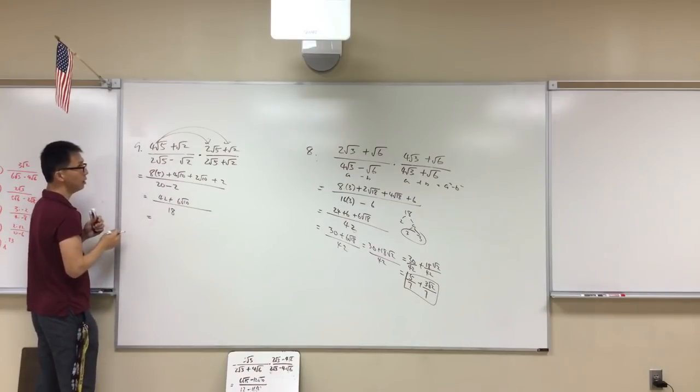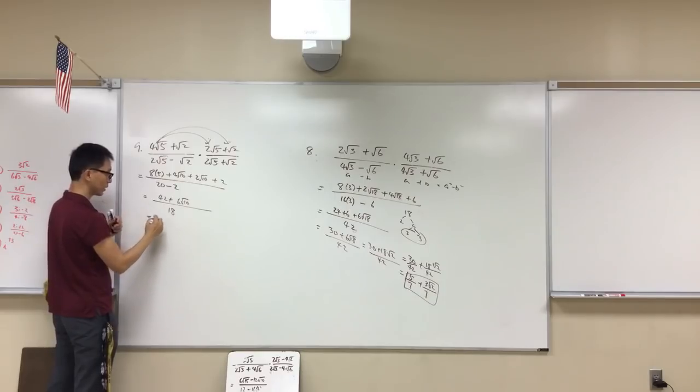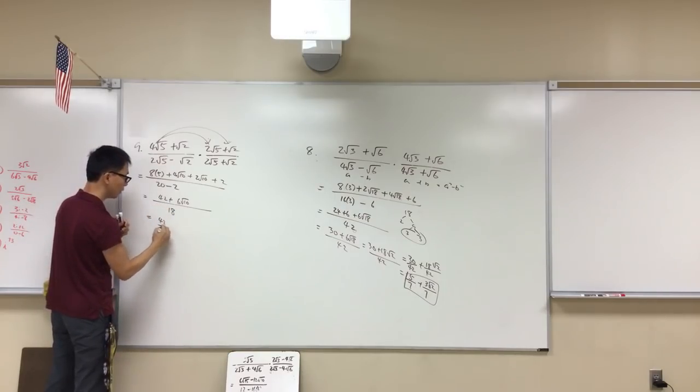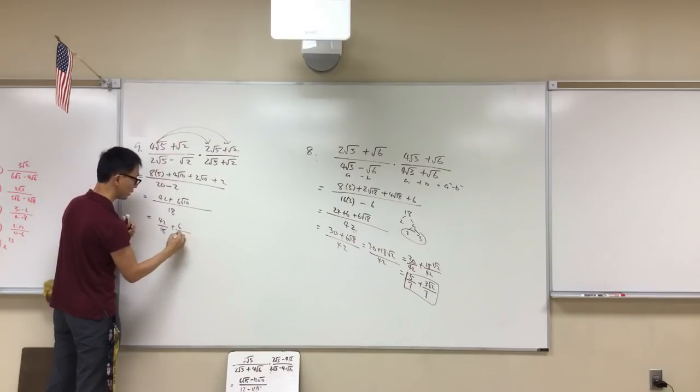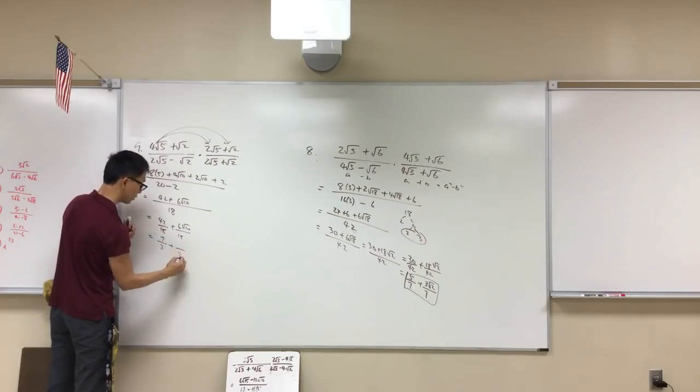40, not 42. No, because he added the 2. Oh my goodness. So this one is going to be 42 over 18 plus 6 over 18 square root 10. This one is going to be 3 sevenths plus 3 square root 10, I think. Yeah.